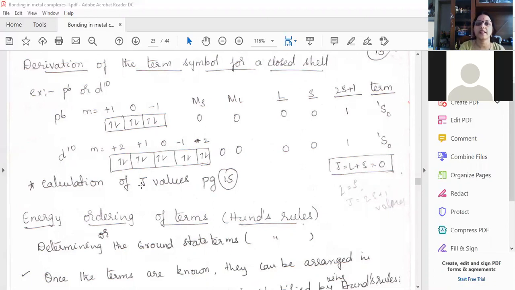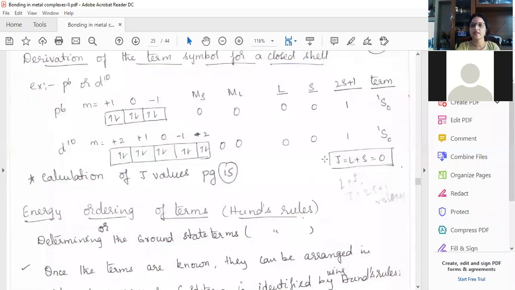Same thing you do for D10. Everything is becoming 0. So again I have only the singlet S0. So it clearly shows that if it is a closed shell, the term symbols will become the same. Are you all observing? So for any closed shell, the term symbol is the same. So if you take S2, you will get the same term symbol, that is, you will get singlet S0.